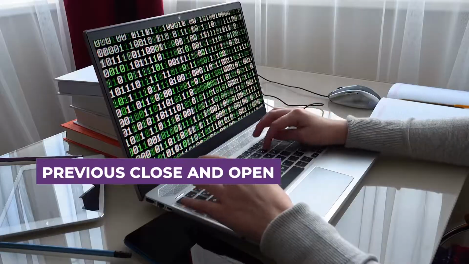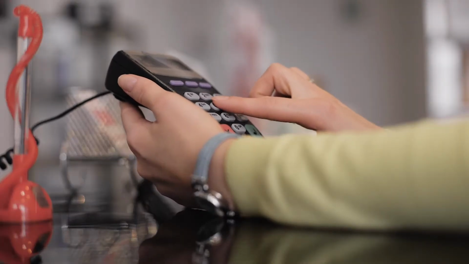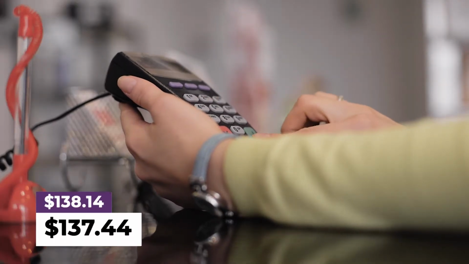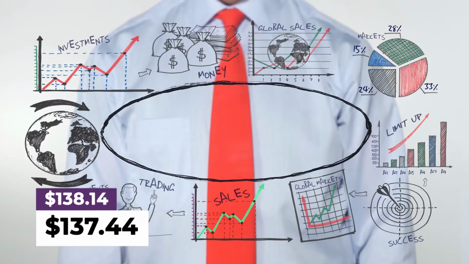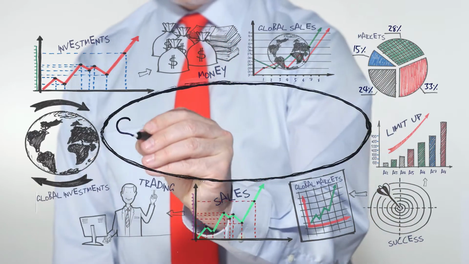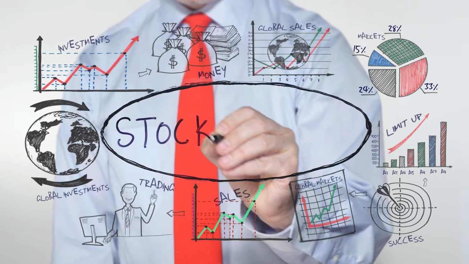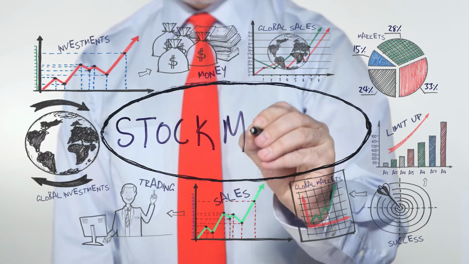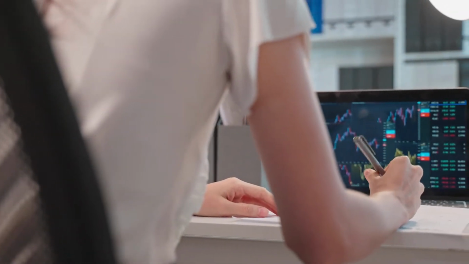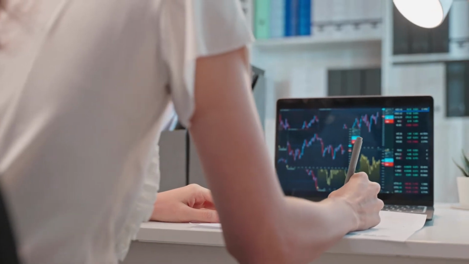Previous close and open. The day prior, the previous close of DIS was $138.14. This morning, the stock price opens at $137.44. The open price is the first trade price of the day. The close price is the last trade price of the day. When the market is closed, it will report the most recent valuation from before it was closed.